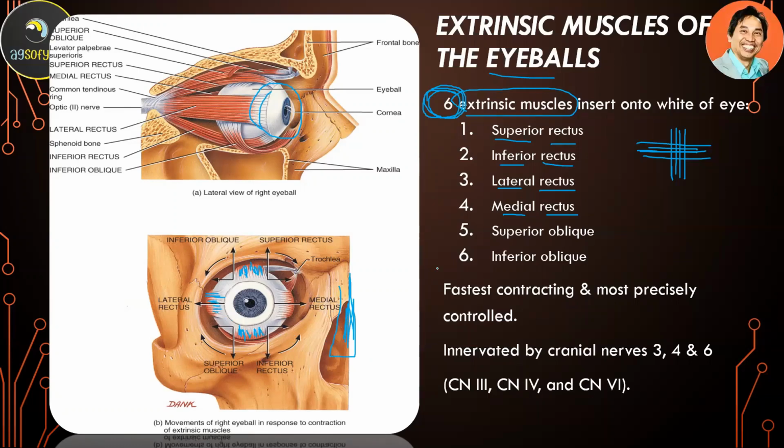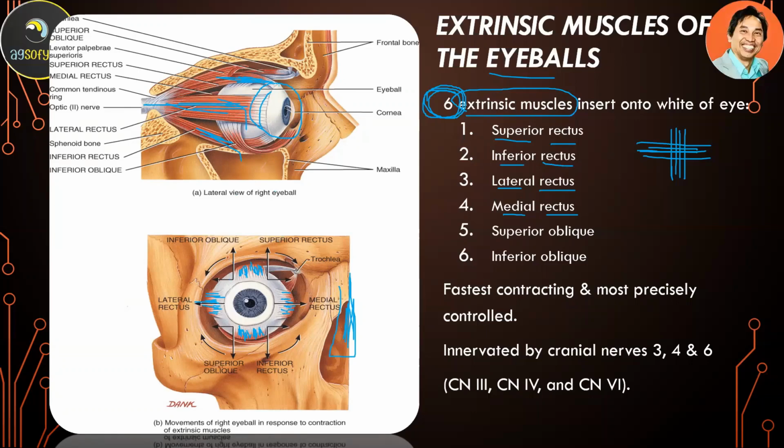Okay. And the medial one is closer to our nose, so this is going to be the medial rectus muscle. These are the 4 rectus, or straight, muscles. Superior rectus, you can see also on the top over here. Inferior rectus is going to be here at the bottom. Lateral rectus is going to be this one, and the medial rectus will be here.